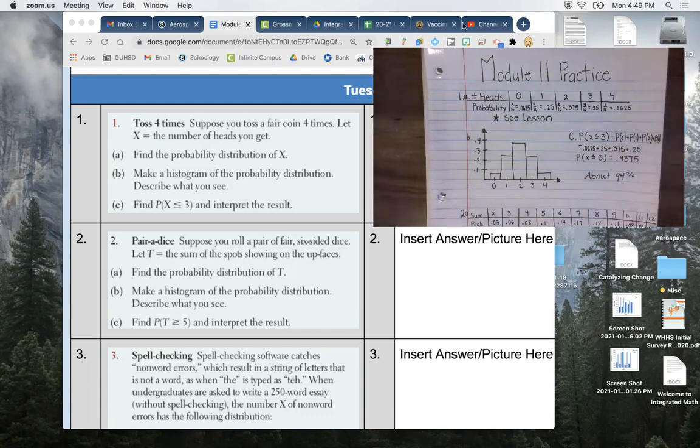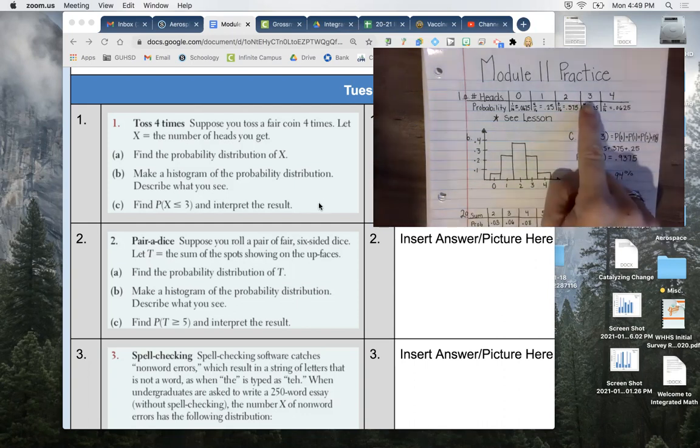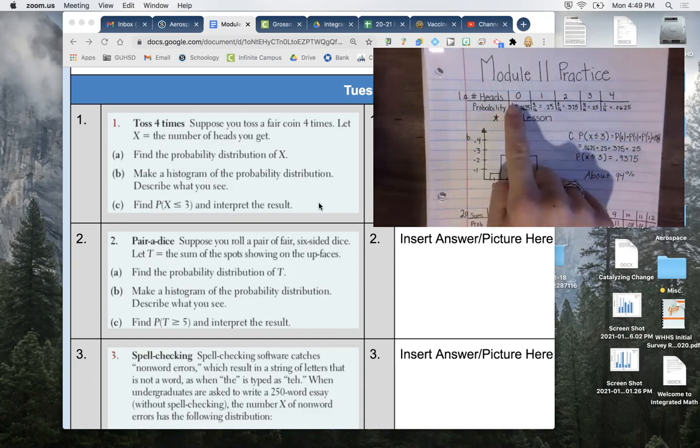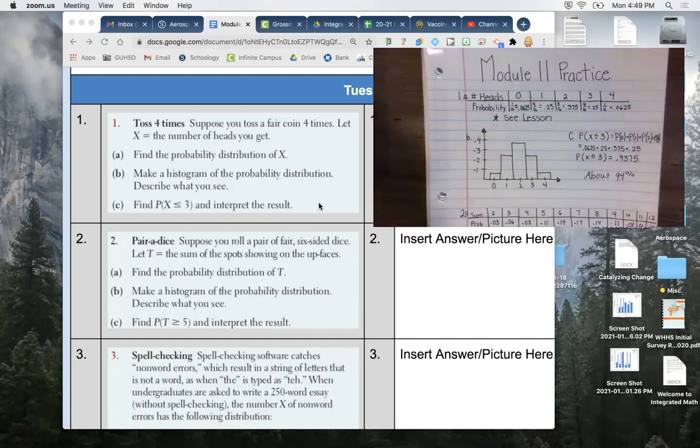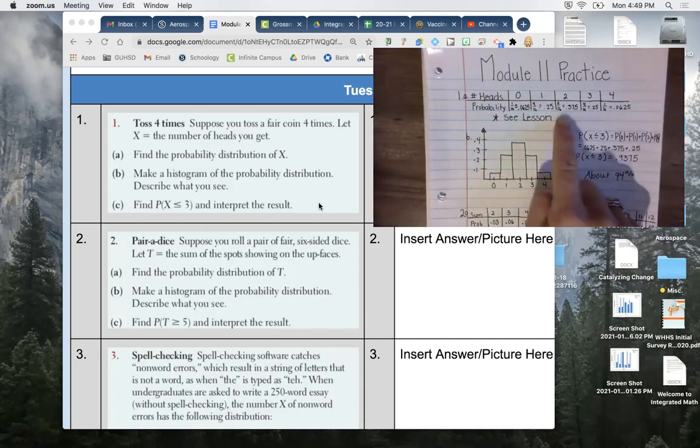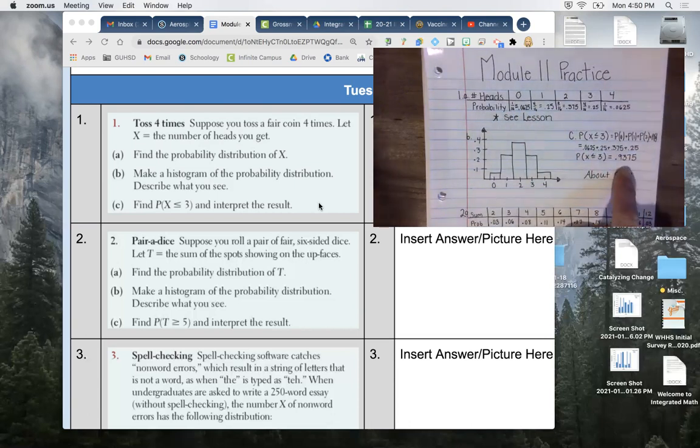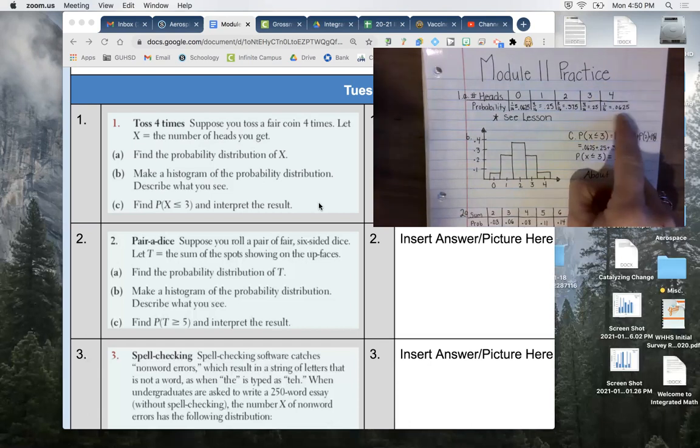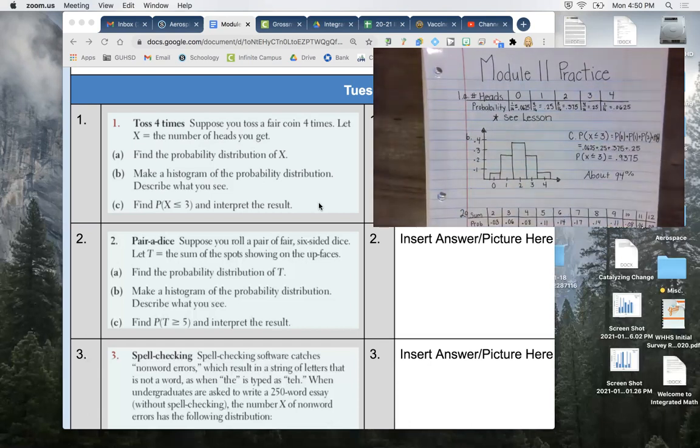In part C, they're asking specifically, find the probability of x less than or equal to 3 and interpret this result. What that means here is having less than or equal to 3 heads. Well, that's 3, 2, 1, or 0. What I probably would do is add them all up. I added those all up, and that gave us a probability of about 94%. But the other way you could do it is to just take 1 minus this 6% probability. If it's 3 or less, then you could do 1 minus the probability of having 4, which would give us that same 94% just a little bit faster.